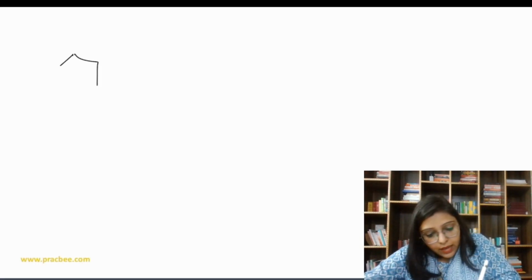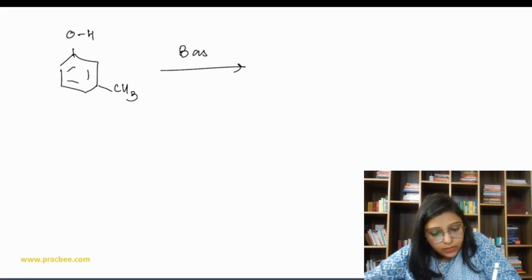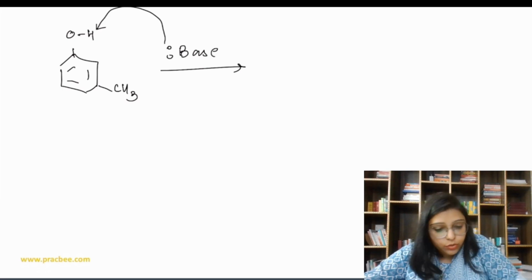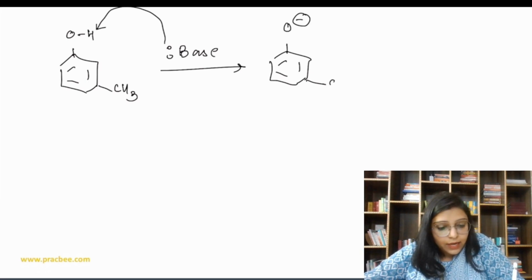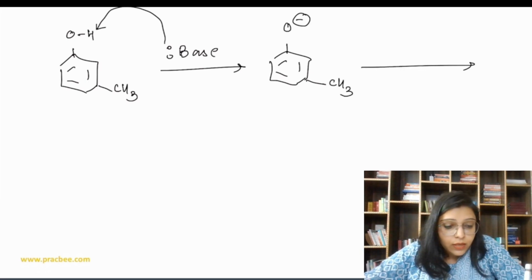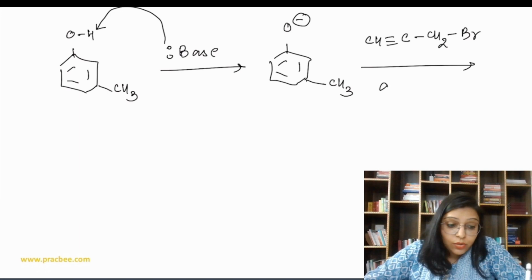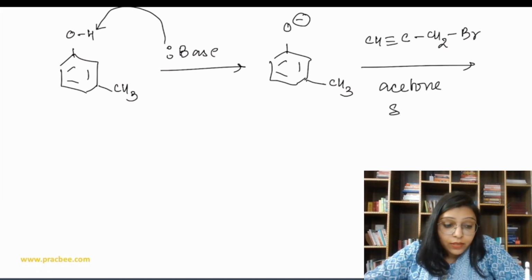See, we have OH and CH3, then in the presence of base, what happened? Hydrogen, we are going to remove hydrogen. So when we remove hydrogen, we get O minus, and at meta position we have CH3. Then we have propargyl bromide, right? We have this one. So acetone is there, it means we have to do SN2 attack.